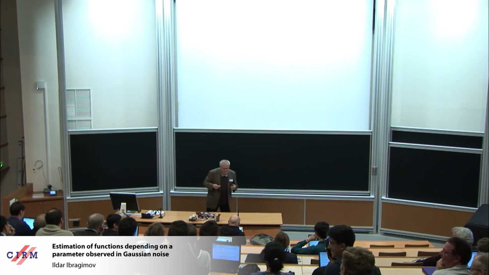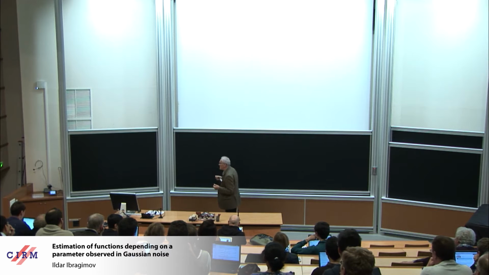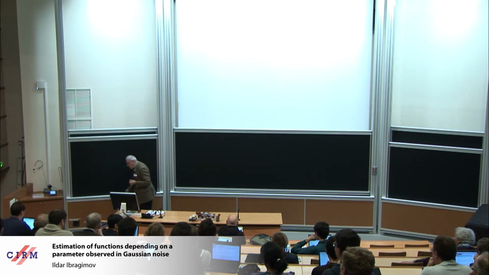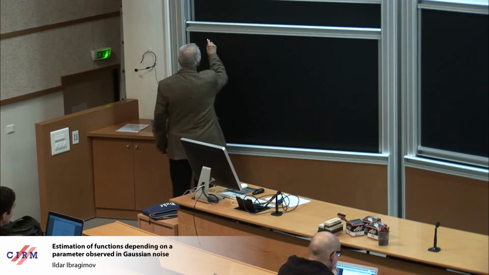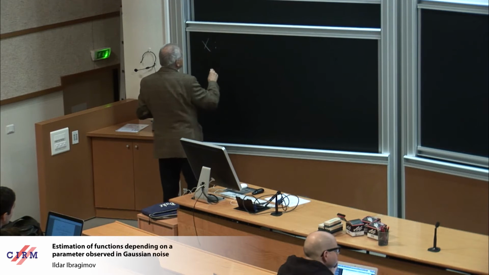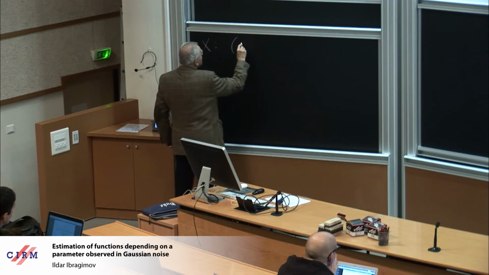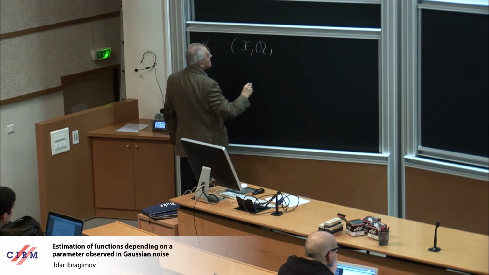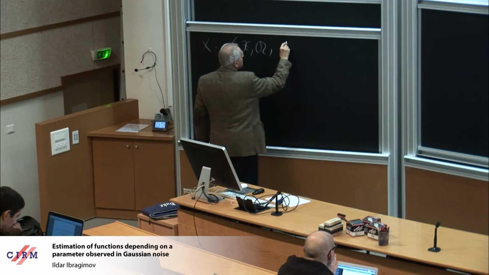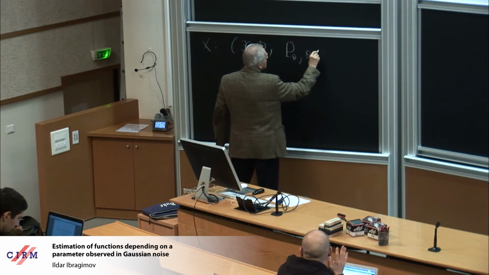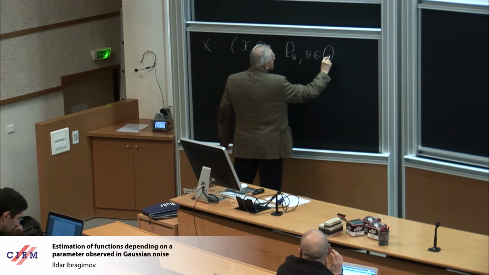And now I again follow the tradition and pass to the mathematics. The problem which I'm interested in looks as follows. You have an observation x. This observation takes its value in some measurable space X, and has probability distribution P theta, where parameter theta belongs to some parametric set Theta.